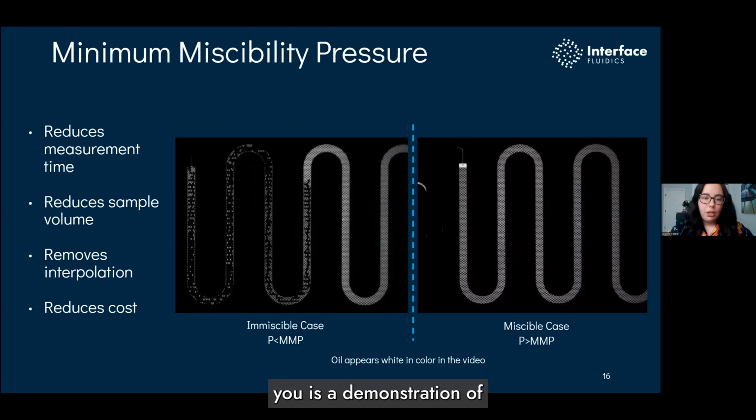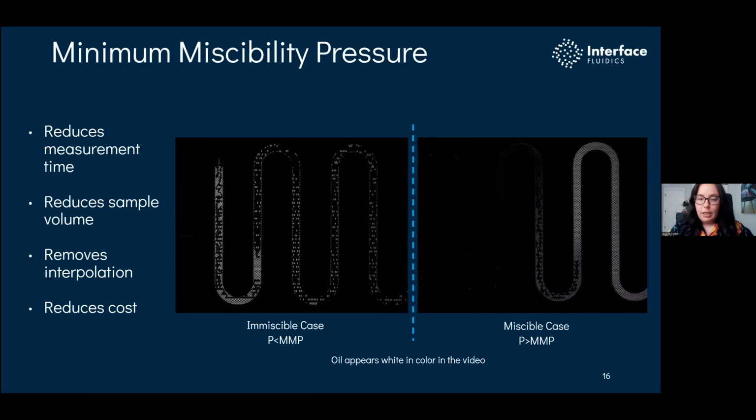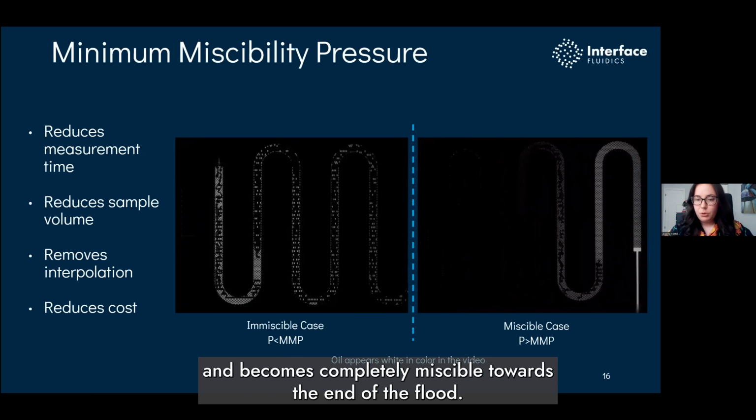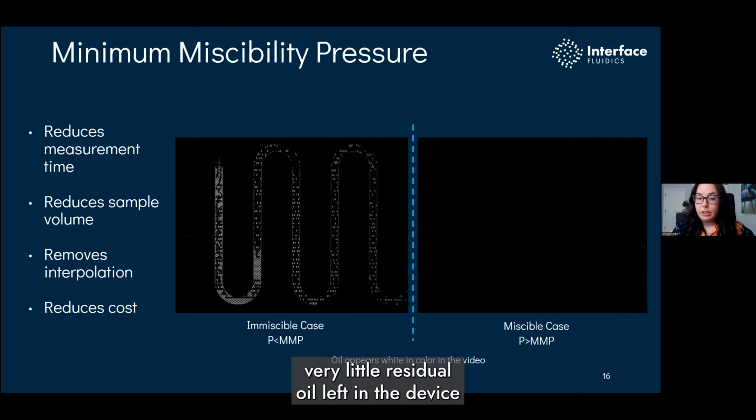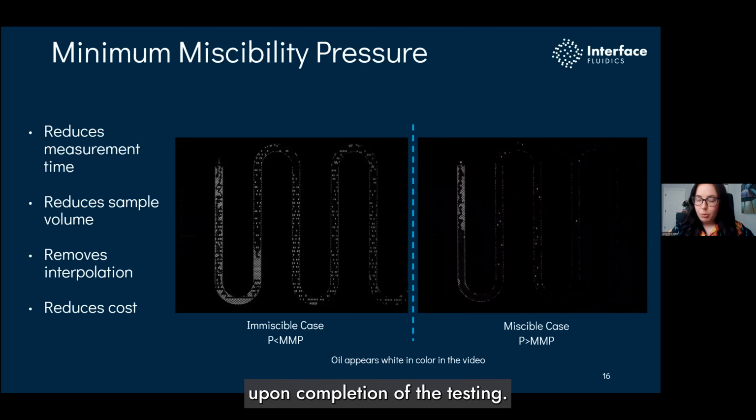On the other hand, when we look at a miscible case, we see that as the gas is injected, initially there is some fingering, and then it starts to develop this transition zone, and it becomes completely miscible towards the end of the flood. We see very little residual oil left in the device upon completion of the testing.